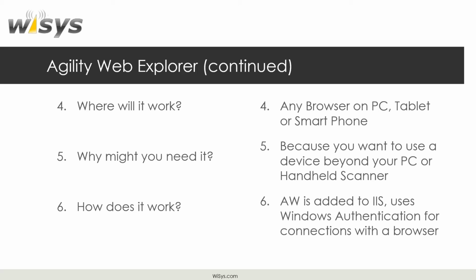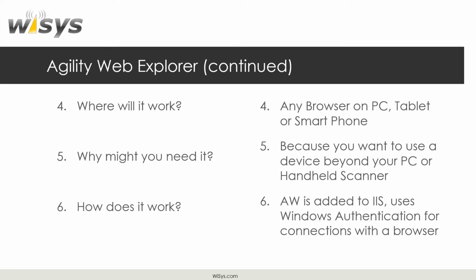Where will it work? It works in a browser, as I mentioned, on a PC, a tablet, or a smartphone. So sometimes you get those big smartphones that are 7 inches and almost barely fit in your pocket. Those are pretty handy for looking at data anymore. Why might you need it? Well, because you're looking for a device that's beyond your PC or a handheld scanner. We have people many times that ask us, can we run this application on something else besides this or that? And so the answer is going to be yes today.